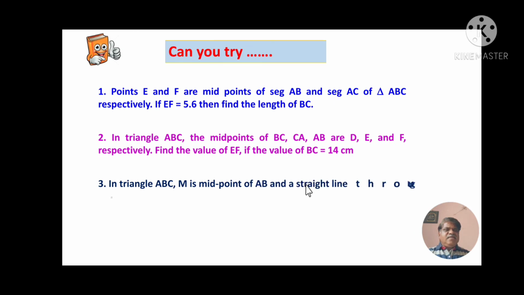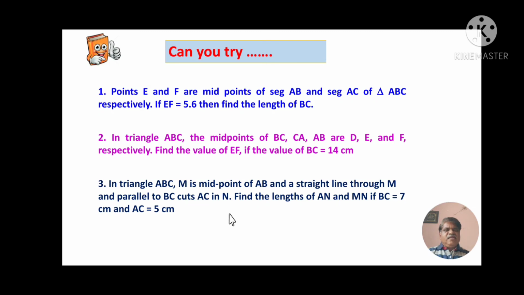In triangle ABC, M is the midpoint of side AB and a straight line through M parallel to BC cuts AC in N. Find the lengths of AN and MN if BC is equal to 7 and AC is equal to 5.